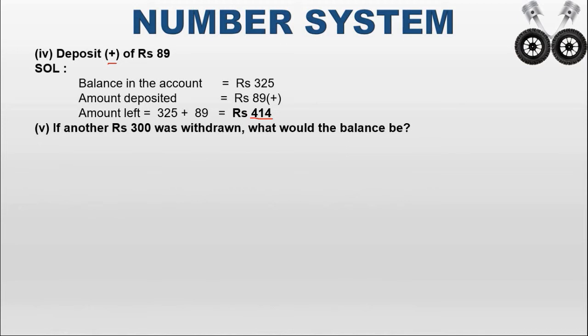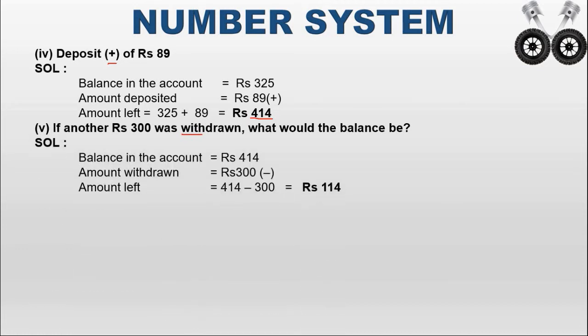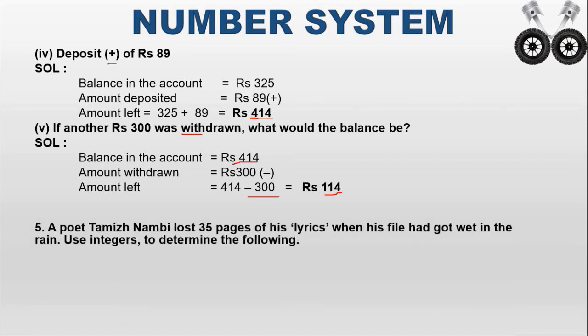So now if another rupees 300 was withdrawn, what would be the balance? Again I am withdrawing the amount. Withdrawing means I am taking the amount from the bank. That means money is reduced. So you have to put the sign minus. So now the balance in my account is rupees 414. Withdraw means minus 300. So 414 minus 300 equals 114. So now the amount in my account is rupees 114.